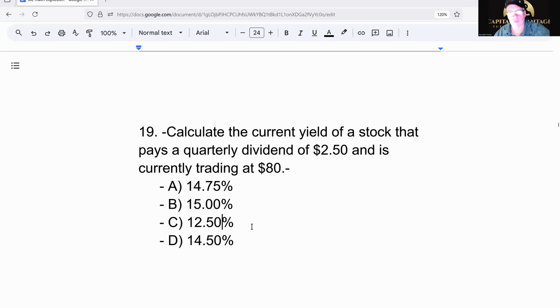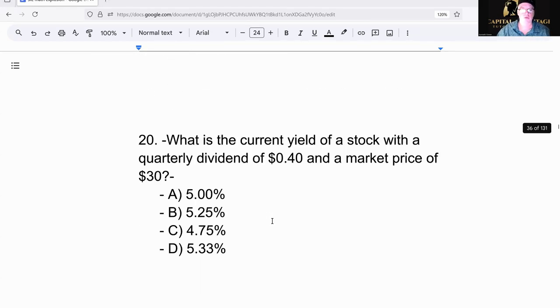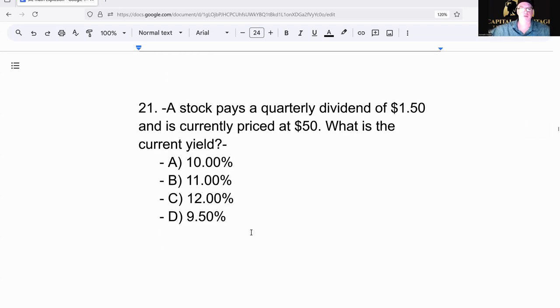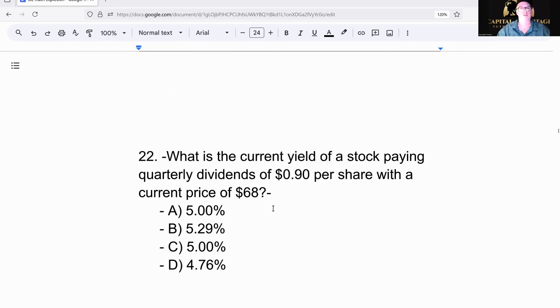Let's make it look a little neater. Go to the next one. Current yield, 40 cents. We're going to do 0.4 times 4 equals 1.6 divided by 30 equals 5.3333, letter D. There it is. Stock pays a quarterly dividend, $1.50. 0.5 times 4 equals 6 divided by 50 is 12%. Boom. We are just rolling, baby. Rolling with the dice.